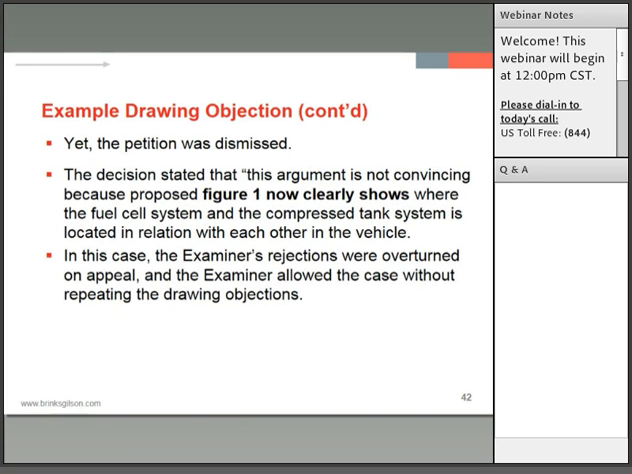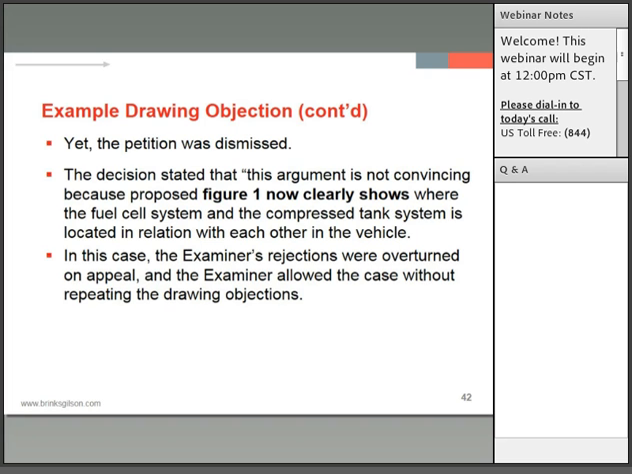So the petition was dismissed, and technically the drawings would not have been accepted. The applicant could have replaced that vehicle just with a rectangle that does not resemble a vehicle at all. Well, they didn't. They chose not to do it. I don't know why.